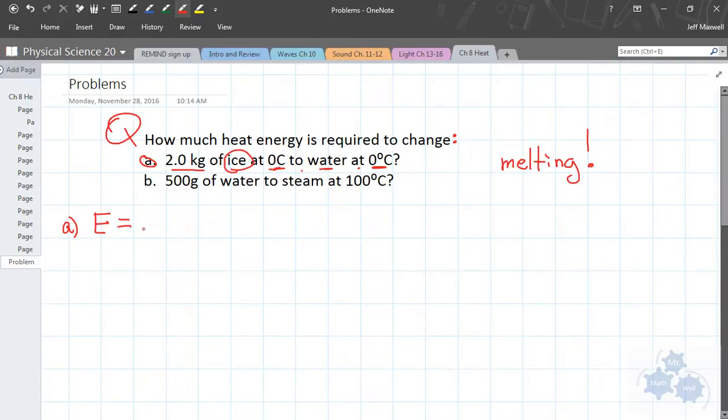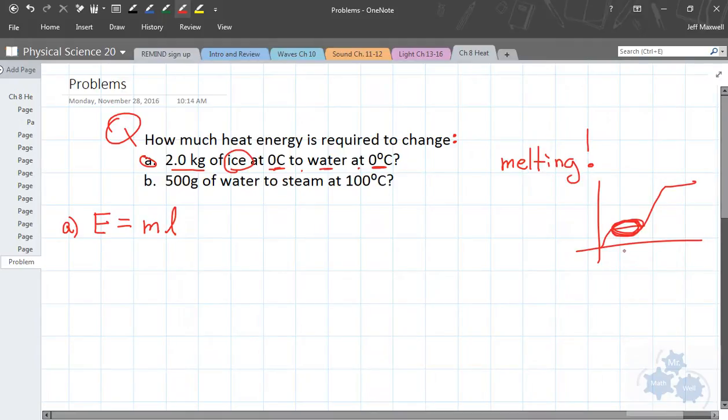MC delta T or ML? Which one? ML, yes. Because we're talking about this part of the graph right here, you see? Melting. That's what we're focusing in on right there. So it's E equals ML. Awesome. So what's the mass of the ice? 2 kilograms. Very good.